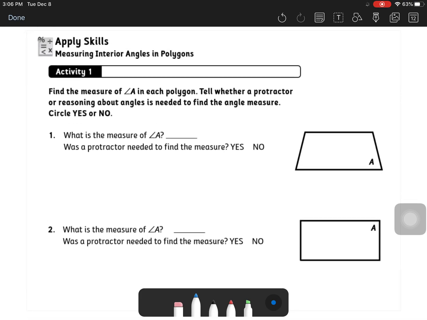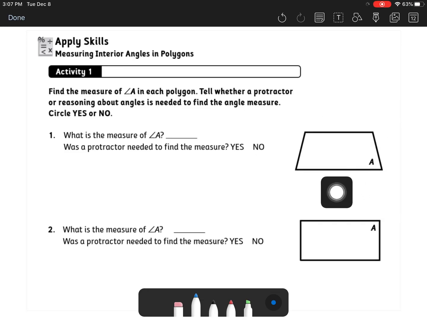Okay, in this activity it says find the measure of angle A of each polygon. Tell whether a protractor or reasoning about the angles is needed to find the measure. Since we don't have protractors, maybe we can give an estimate of what this angle is, but we're not going to use protractors for now, okay? And then we'll circle yes or no if we would need a protractor to do it.